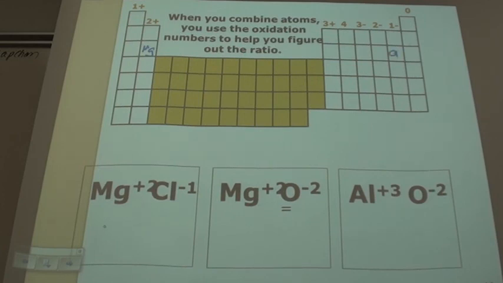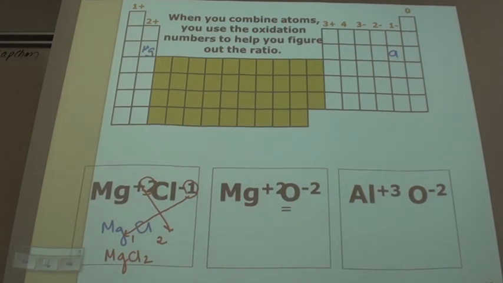When we write the formula, you write the atoms over again, and then you crisscross just the number of the charge, and not the sign, just the number of the charge to the opposite atom. So this would be 1, and this would be 2. Remember that chemists are really lazy, so they never write the number 1. The proper formula for magnesium chloride would be MgCl2. That shows you the ratio. For every 1 magnesium, there are 2 chlorines.